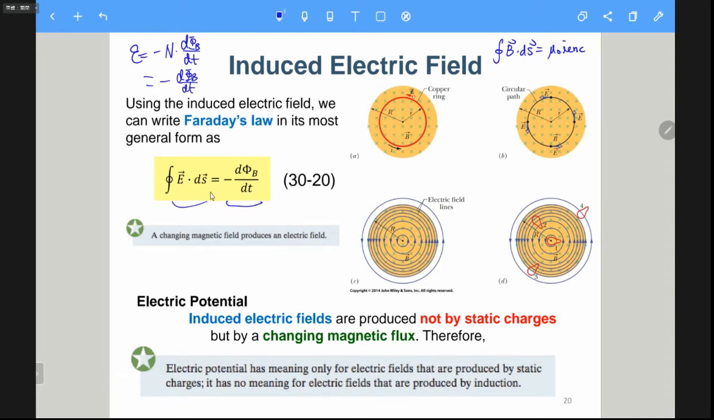Actually, for the term on the left side, you have seen something similar in chapter 24. In chapter 24, we learned V equals negative integration of E dot ds, when we talked about the electric potential.